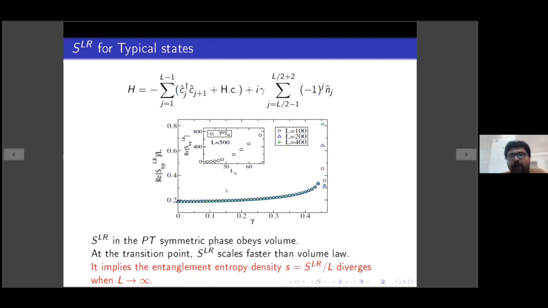So that concludes our result. You see all this beautiful scaling, but also at the transition point, if you define a quantity like the entanglement entropy density, which is defined as S_LR by L, that will diverge as L tends to infinity, because the growth of S_LR is much faster than linear. Okay, so this is one beautiful result.